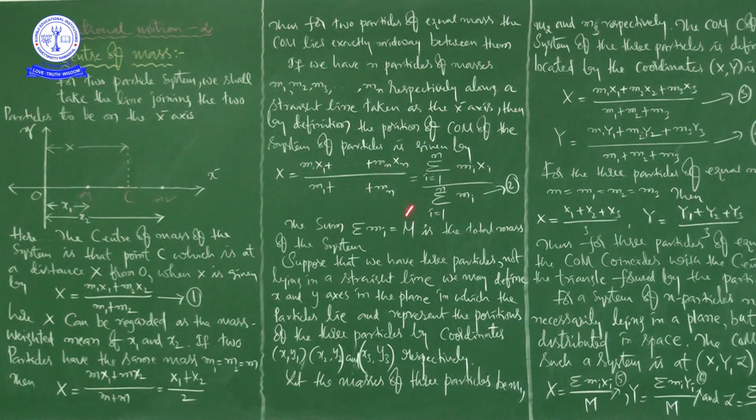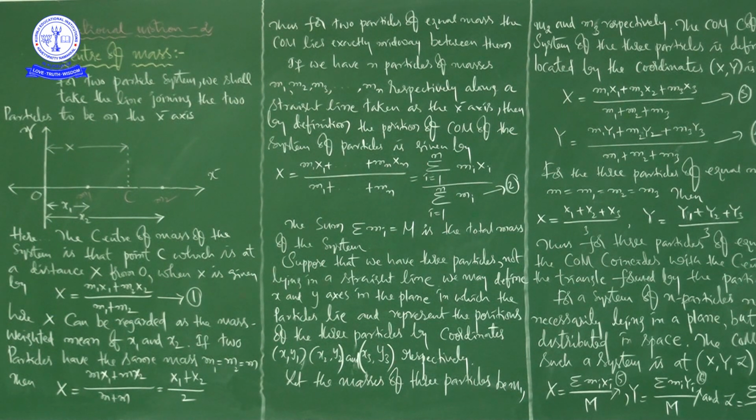One more very interesting thing is that we can write the denominator as a capital M. Sigma i is equal to 1 to n mi is the sum of the masses of all the particles. So you can replace it with capital M, which is the total mass of the system.